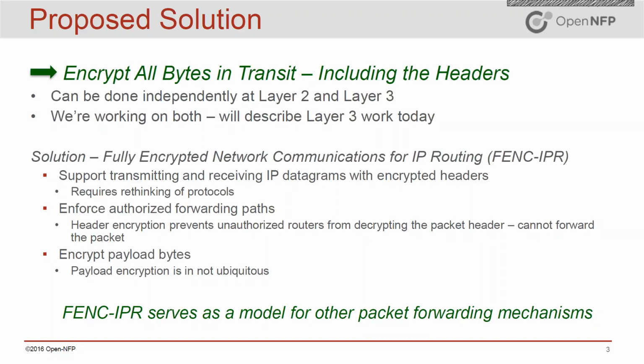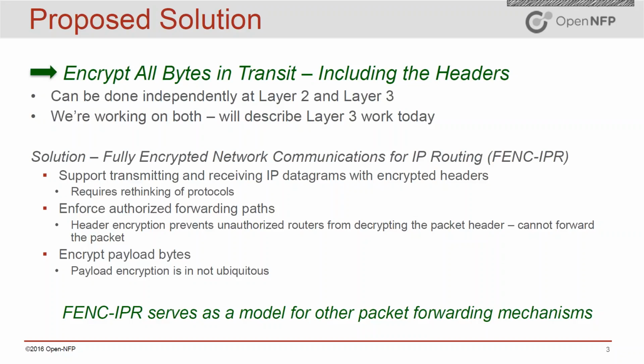The goal here is to have the network devices support transmitting and receiving IP datagrams with encrypted headers. So this requires rethinking the protocols, as we'll see shortly. The subsidiary benefit is that now we can define and enforce only authorized forwarding paths, because if the headers are encrypted and a router does not have the key to decrypt that header, then it cannot, of course, route on that packet.